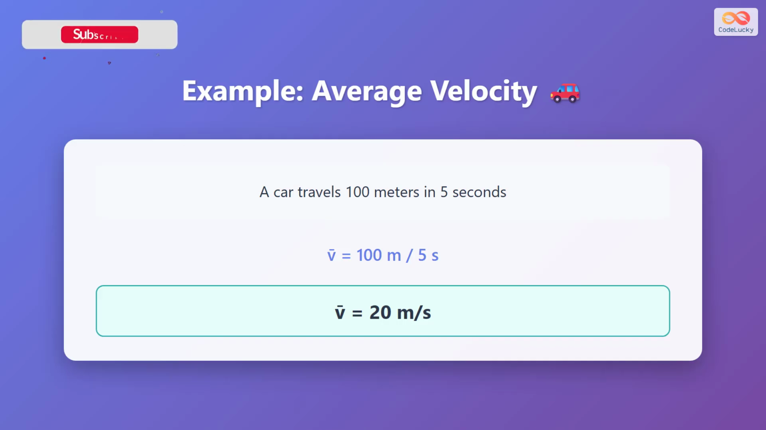Let's look at a simple example. Imagine a car travels 100 meters in 5 seconds. To find the average velocity, we divide 100 meters by 5 seconds. This gives us v bar equals 20 meters per second. This value represents the car's overall rate of motion during those 5 seconds, even if the car sped up or slowed down during the journey.